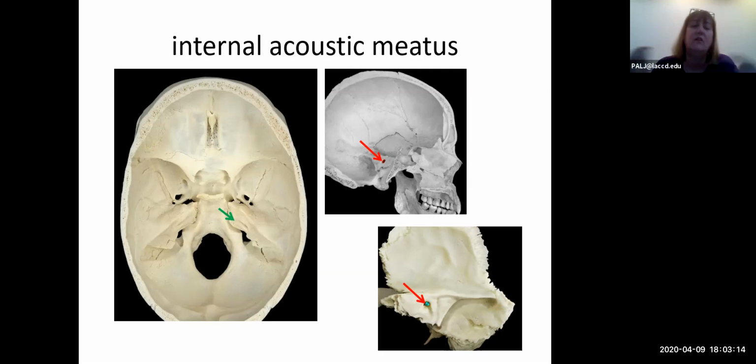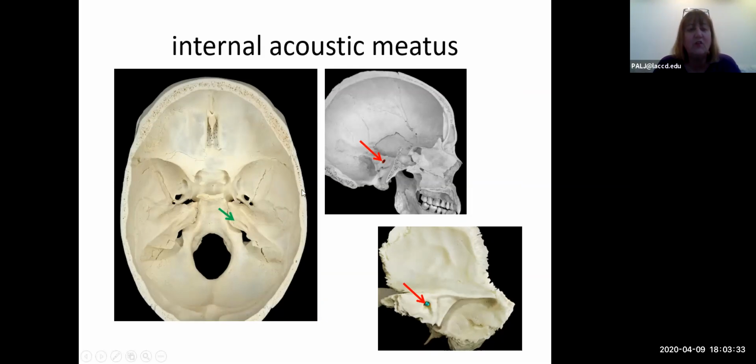So don't be thinking you can poke something from the external to the internal acoustic meatus. Okay, that's it for the posterior cranial fossa. So now let's move into the middle cranial fossa, where we see lots of openings.